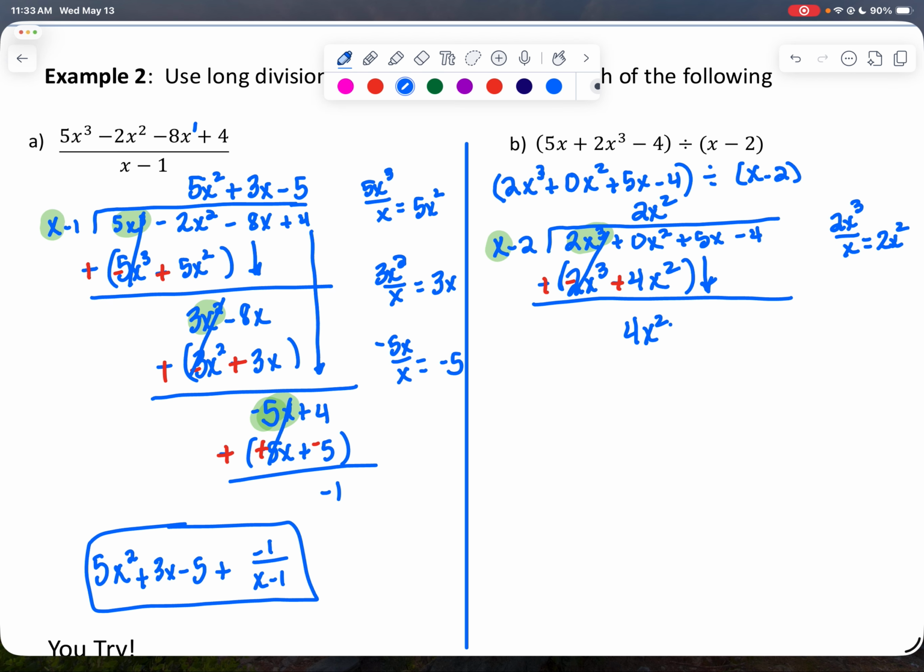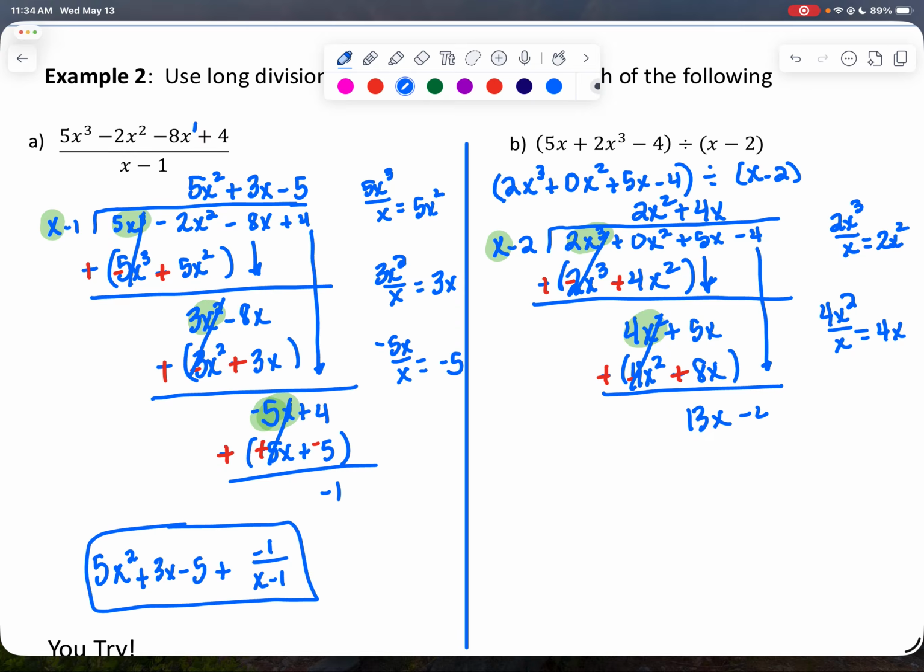And then I would bring down my positive 5x. So then I'll take my 4x squared and divide it by x. That will leave me 4x. So it's positive 4x. All right, now I want to multiply. 4x times x is 4x squared. 4x times negative 2 is negative 8x. Now I'm going to subtract this polynomial, which is the same thing as addition of the opposite. So this would zero out, and this would leave me 13x, and then bring down minus 4.